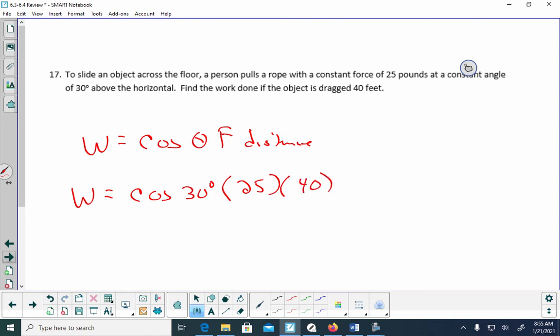When I multiply all that together, I did 500 times the square root of 3. Most of you don't have that. You have 866.25, and my units are going to be foot-pounds.